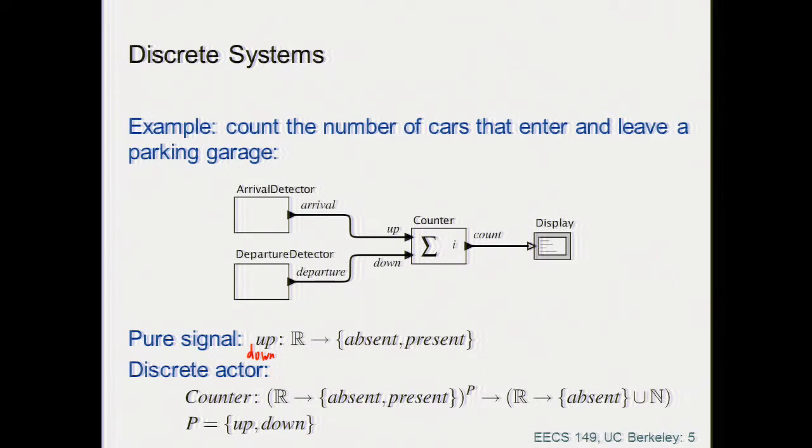Now, what do we need to know? What kind of signal is arrival? Do we need to have a real number associated to it? No. We just need to know if the car is coming in, and by the same reasoning, for departures we need to know if a car is departing. That is the only information it carries: I am there as a signal or I'm not there, which means a car is coming, or nothing is coming. So that's called a pure signal.